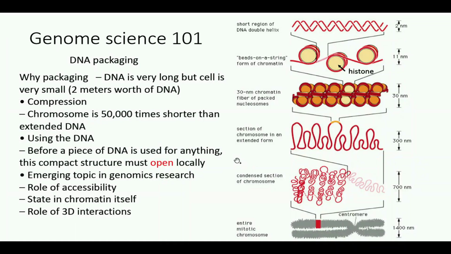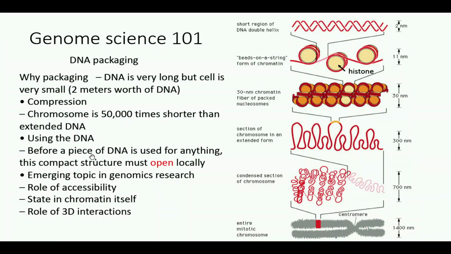So we can see that this compression rate is super high, and our chromosome is 50,000 times shorter than extended DNA. A lot of the compression happening here is also a subject of study in current advanced regulatory genomic science.